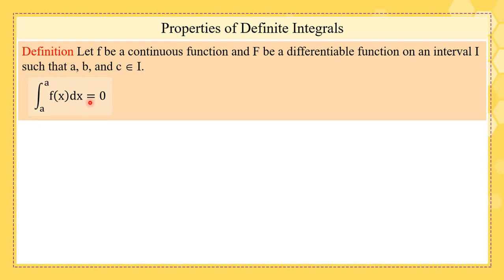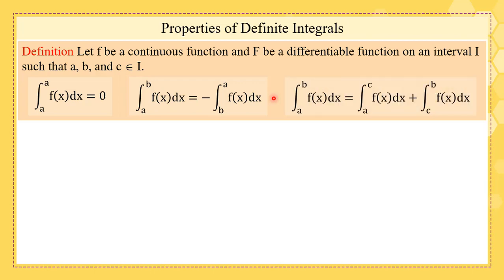Integral a to a of f of x dx equal to 0. Integral ab of f of x dx equal minus integral ba of f of x dx. Integral ab of f of x dx equal integral ac of f of x dx plus integral cb of f of x dx.